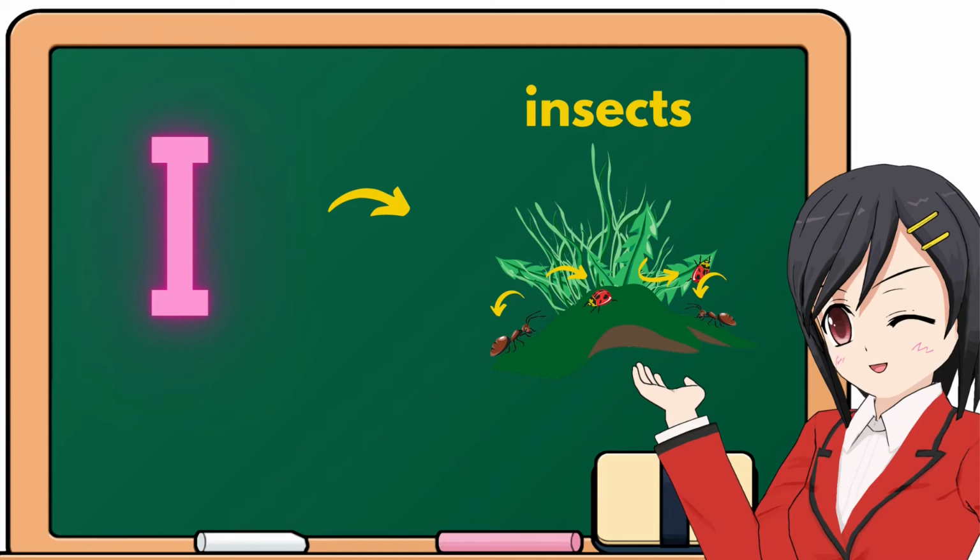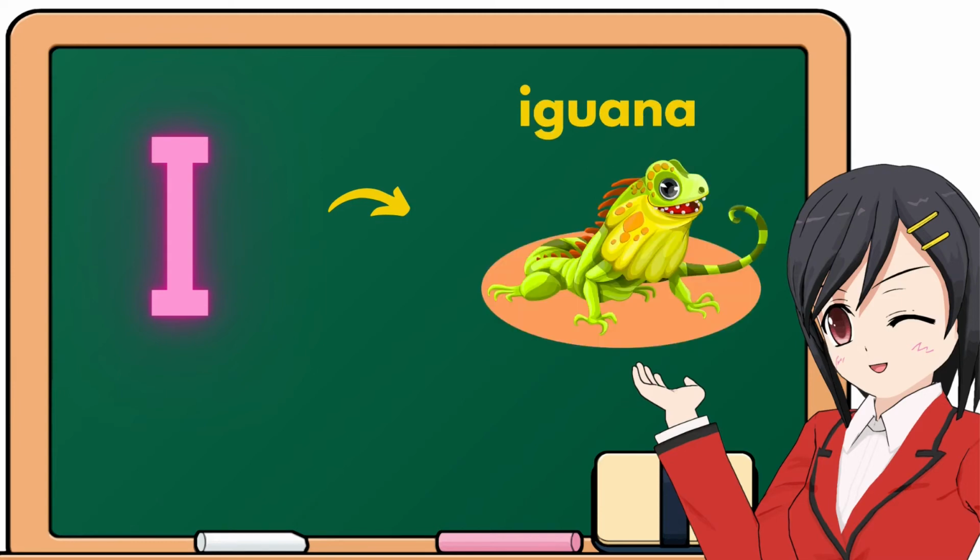I is for insects. Again, I is for insects. I, insects. I is for iguana. Again, I is for iguana. I, iguana.